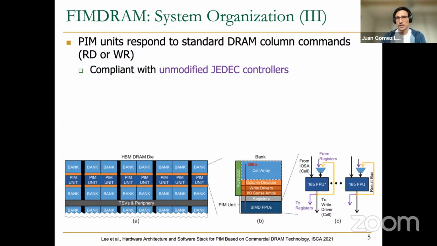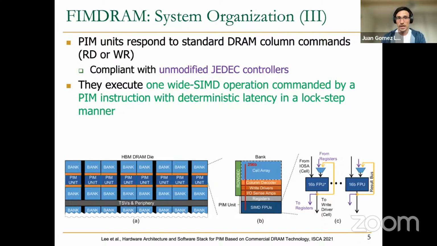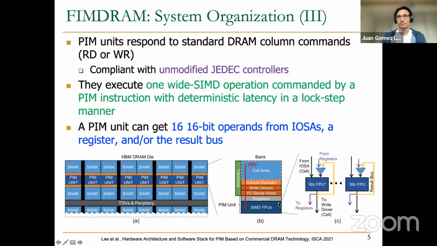If we take a closer look at what we find in each of these DRAM layers in HBM-PIM or FIMDRAM, we find these PIM units that respond to standard DRAM column commands, so they are compliant with modified JEDEC controllers, and they execute one wide SIMD instruction commanded by a PIM instruction with a deterministic latency in lockstep manner. This SIMD operation operates on 16-bit floating point values at the same time. On the slide, you can see a representation of the DRAM bank composed of the cell array. Here we see the column decoder, write drivers, and also input-output sense amplifiers from where the SIMD FPUs, the PIM unit, are going to read operands, same as from these registers that you can see here.